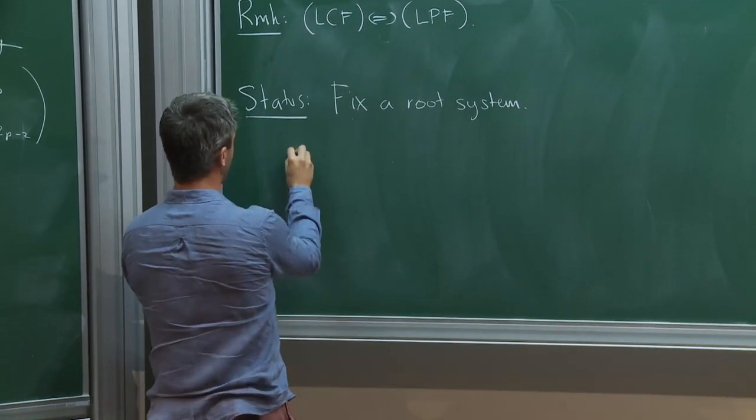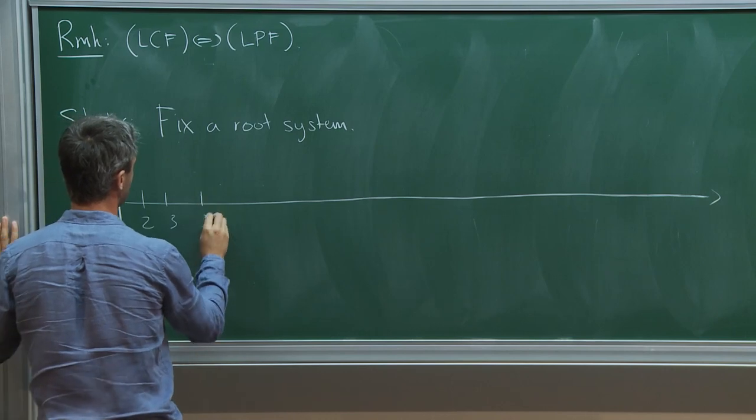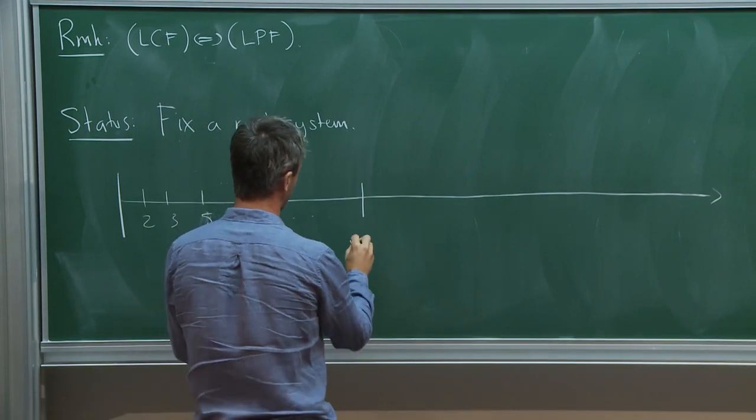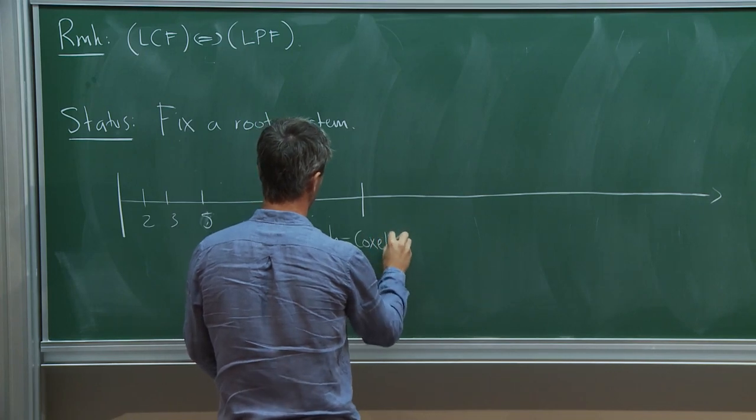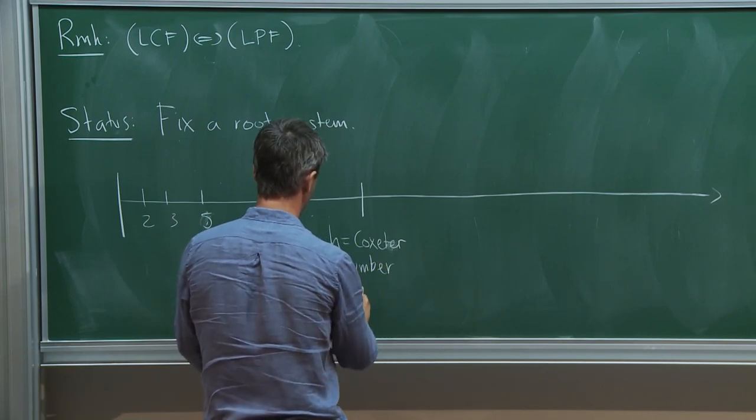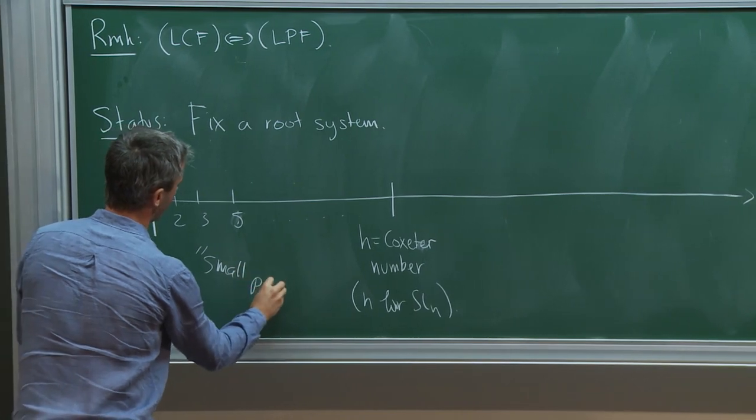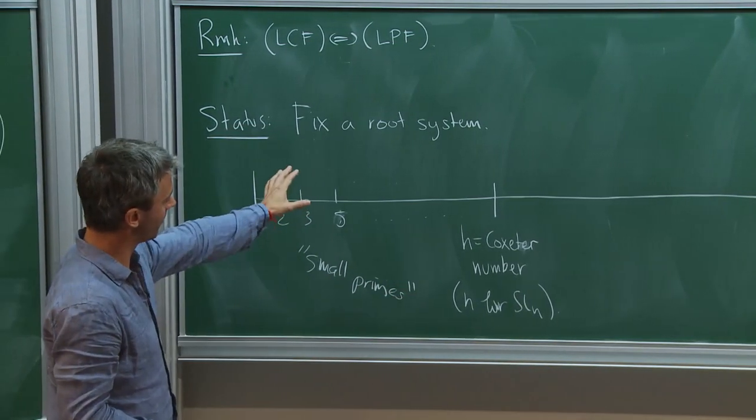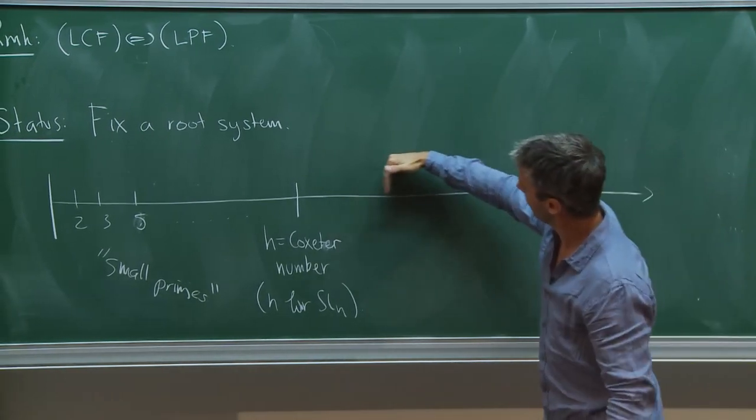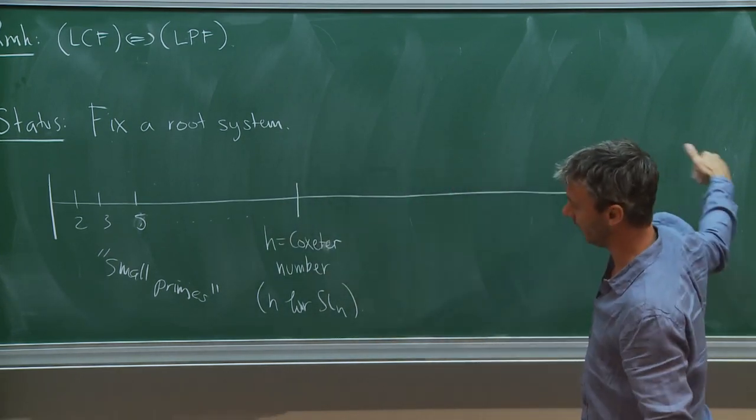And then we can consider primes. And the combinatorics is much more complicated below the Coxeter number. So here's the Coxeter number, e.g. n for SLN. So this is what we call small primes. And for a long time, we've known that there's behavior here that's somewhat mysterious. And the hope was that these formulas would hold for some reasonable bound on h. So, for example, maybe for all primes larger than h or for all primes larger than 2h or something like that.